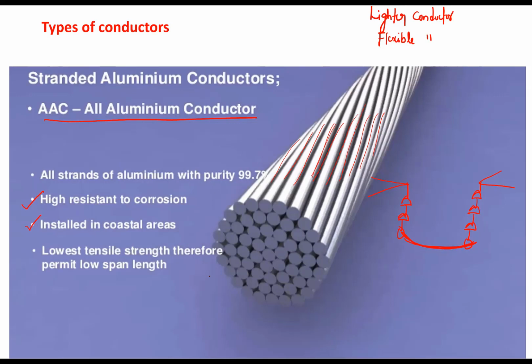Next, the disadvantage of all aluminum conductor is that it does not have mechanical strength, because all aluminum strands are lighter in weight. They have lesser tensile strength. So it does not have the mechanical strength. So if you don't have mechanical strength, you cannot have longer spans. Longer span. Sir, what is span? The length between one tower to the other tower is called span.